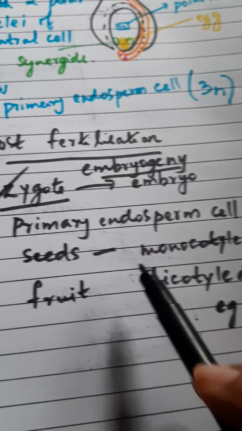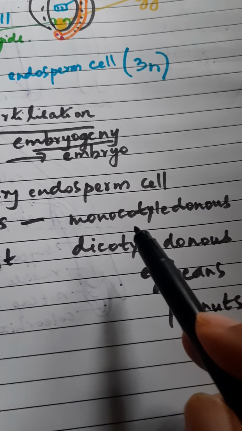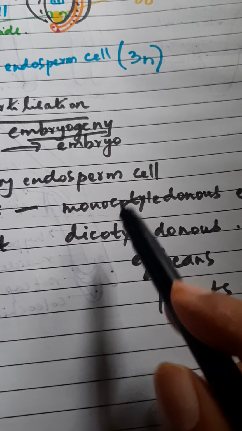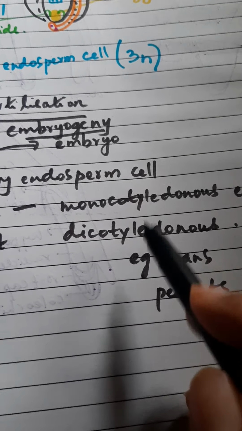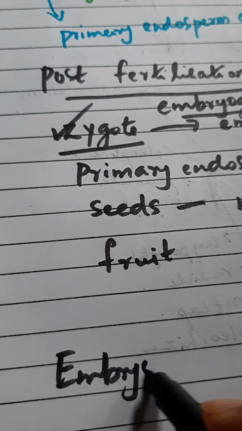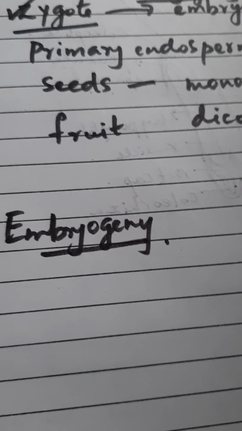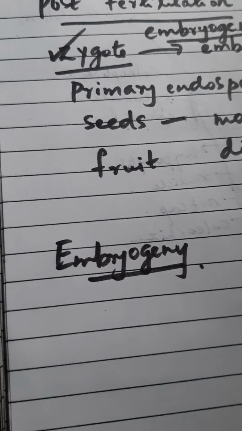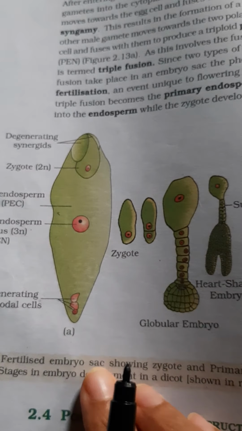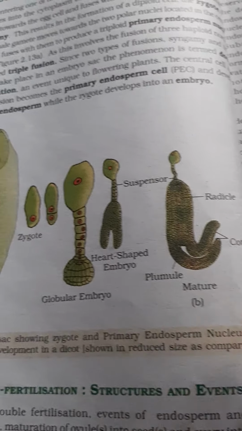Now the embryogeny, that means the transformation of zygote to embryo. Embryogeny in the initial stages is similar in case of monocot as well as dicot plants. So we will begin with the embryogeny. What you have to study in textbook in detail is the embryo formation in dicot embryo. See how the embryo forms from zygote. In case of a dicot, there you can see two cotyledons.